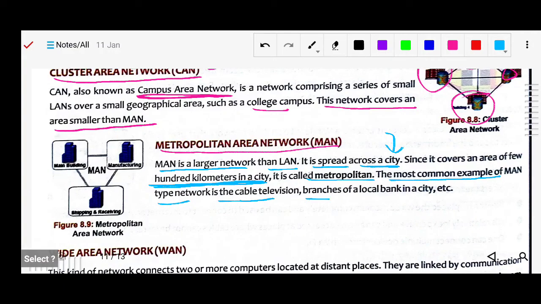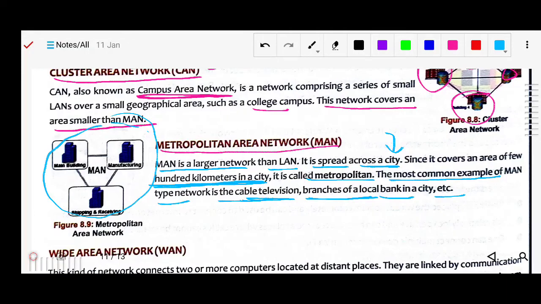Branches of local banks in a city are also examples. So these are the networks of the metropolitan area network. Here you can see examples like TV cables. As you know, in the city the TV cables give us the connection for TV signals. Then there is a branch of a local bank in a city, etc. These are the examples of a metropolitan area network.